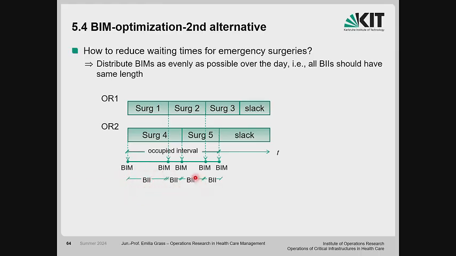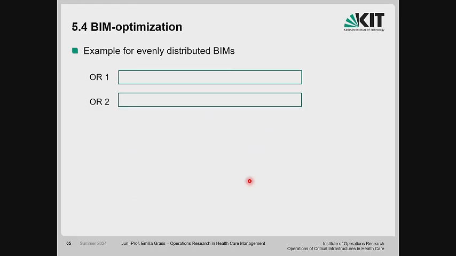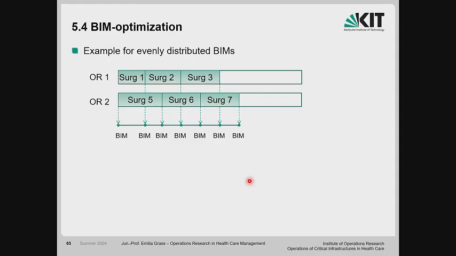And you can see here they are not evenly distributed. So the idea is how to assign the surgeries so that it's more evenly distributed, so that we can assign an emergency patient every half an hour or so, and they don't have to wait that long. So this is uneven. And now an example for evenly distributing the break-in moments.